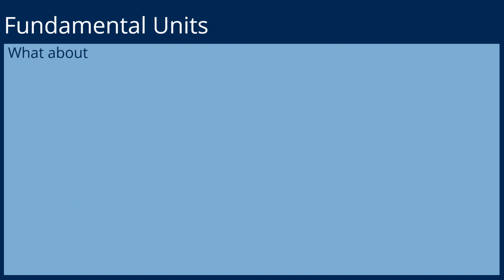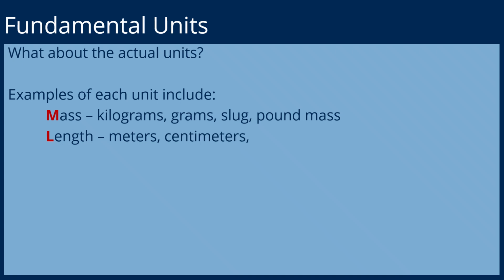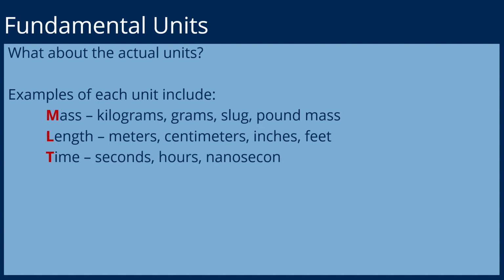So what are the fundamental units that are typically used? Examples of each type include, for mass, we have kilograms, grams, slug, pound mass, and so on. For length, we have meters, centimeters, inches, feet, and so on. Likewise for time, seconds, hours, nanoseconds, days are all acceptable units of time.